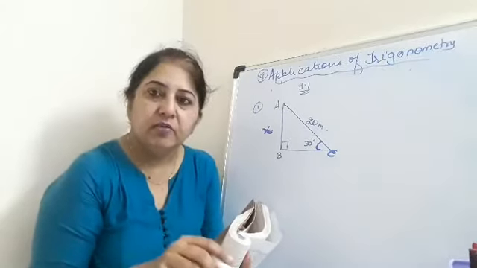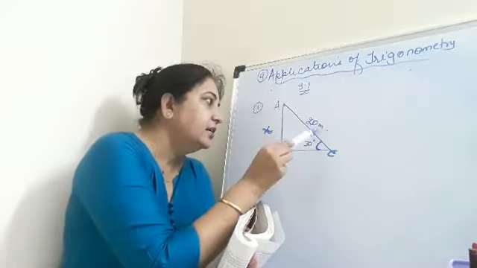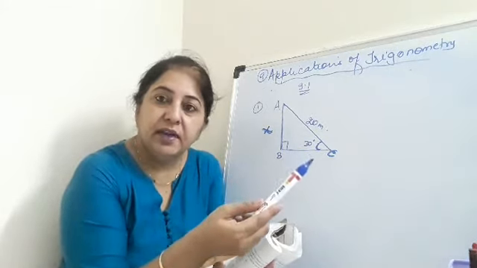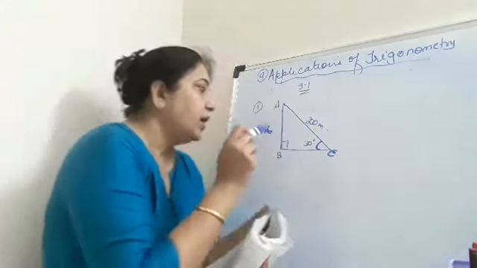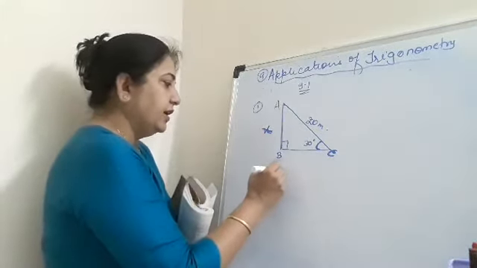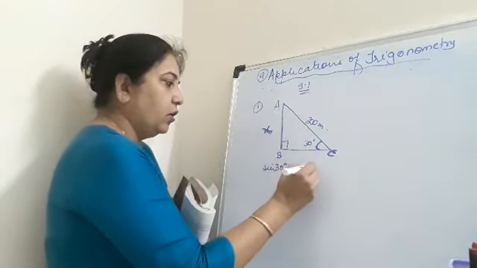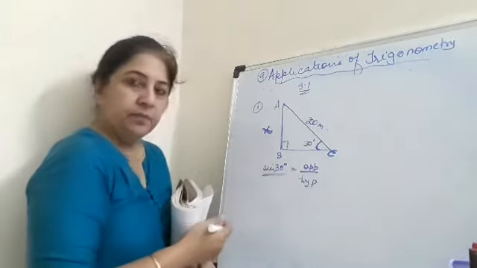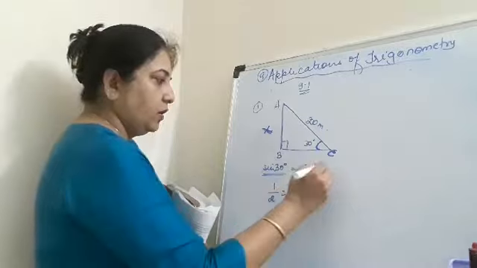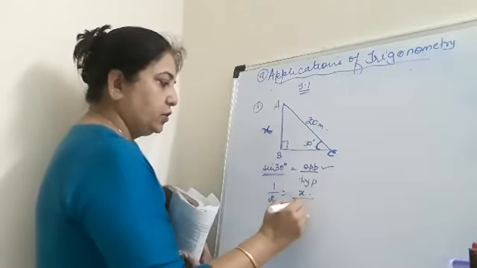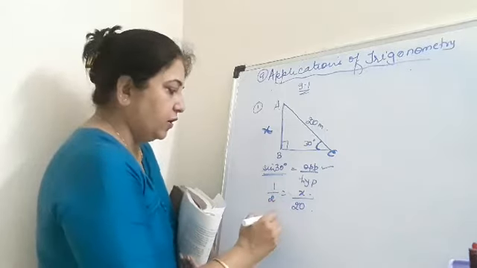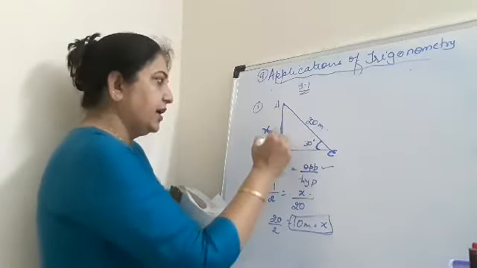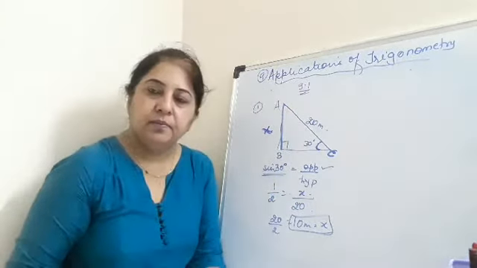So which ratio will give me the relation between the opposite side and the hypotenuse? Opposite side and hypotenuse, I will get it from sine of the angle. So I will now write sine of 30 degrees equals opposite upon hypotenuse. Now we know the value of sine 30: sine 30 is 1 by 2, opposite side is x, hypotenuse is 20. So this 20 will go up, and 10 meter will be the answer for x. What is x? x is the length, or height, of the pole.